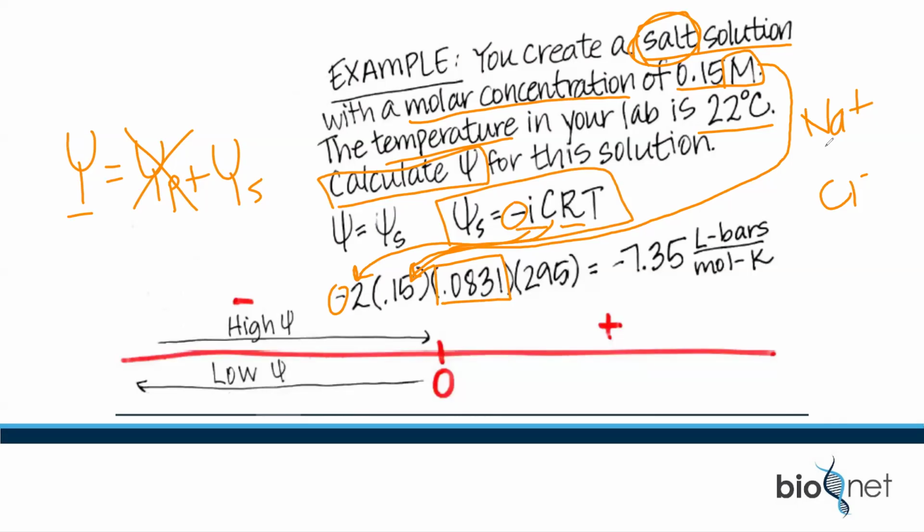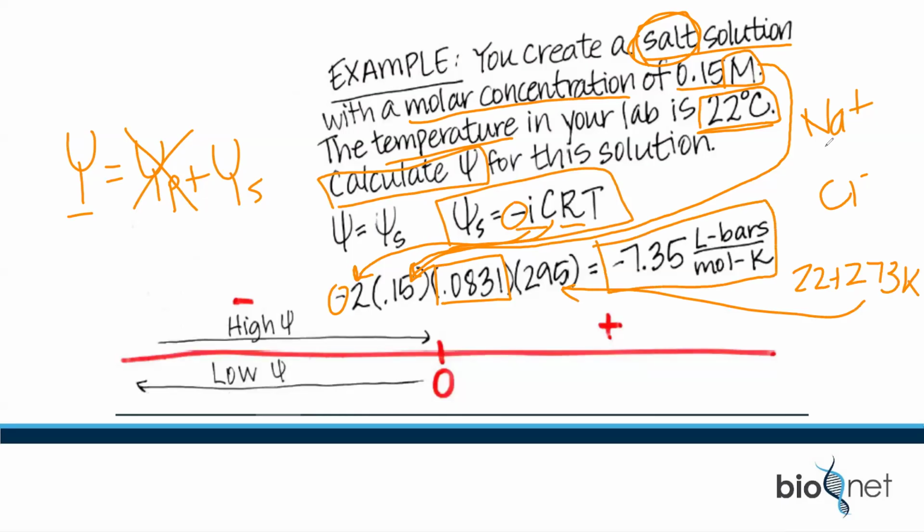And then last is my temperature. Remember, you have to first convert the temperature to Kelvin. So I take 22 and I add 273 to convert to Kelvin, and I can plug that number in. And here is my water potential for this solution, negative 7.35.